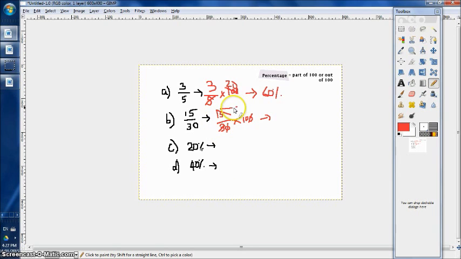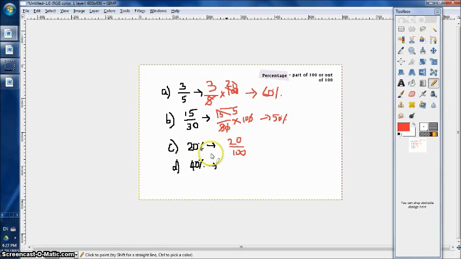20% is 20 over 100. This is from percentage to fraction, so basically I'm going to write it as part of a base. Part is my 20%, so 20 is my part, 100 is my base. So this comes about 1/5 of any value.